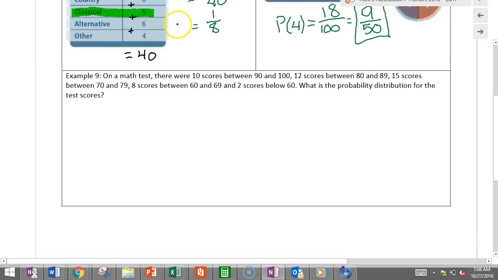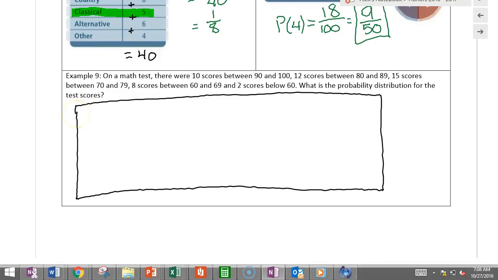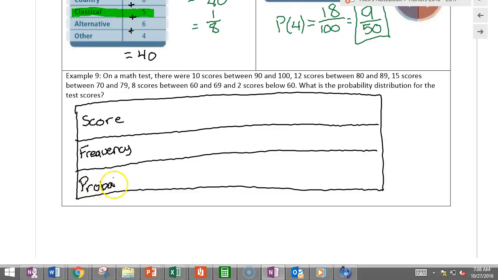So I'm going to draw my big table. The first thing we have is our category, and our category in this case is your test score. That's where everything's falling, so I'm just going to write score here. That's the one that's going to change depending on what the problem is asking. Then we're going to have frequency, and probability would be our third one.